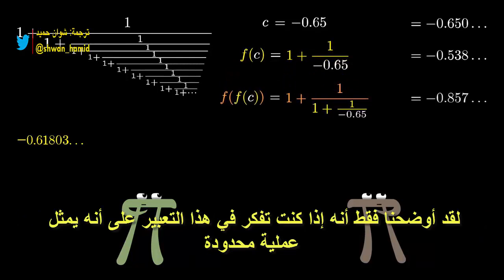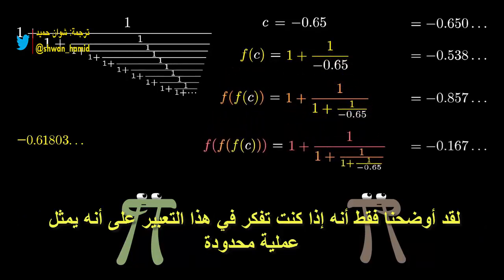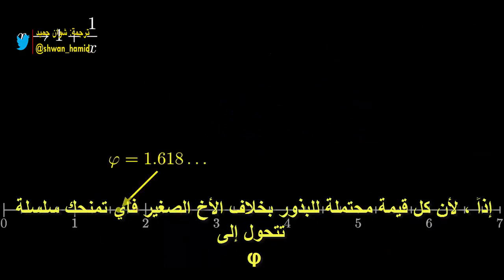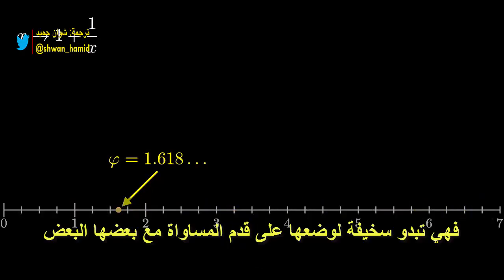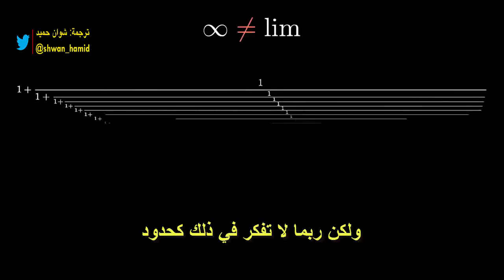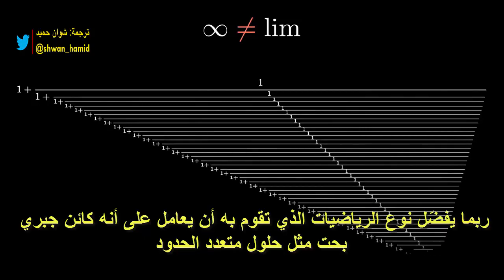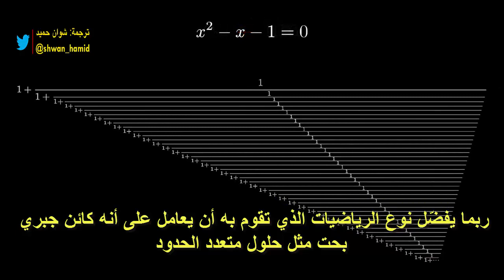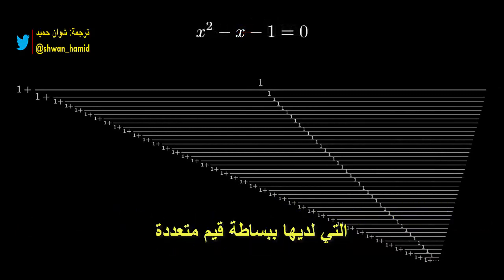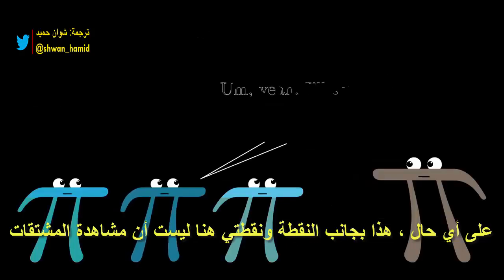Everything we just showed suggests that if you think of this expression as representing a limiting process, then because every possible seed value other than phi's little brother gives you a series converging to phi, it does feel kind of silly to put them on equal footing with each other. But maybe you don't think of it as a limit. Maybe the kind of math you're doing lends itself to treating this as a purely algebraic object, like the solutions of a polynomial, which simply has multiple values. Anyway, that's beside the point.